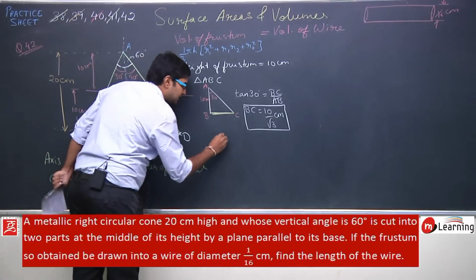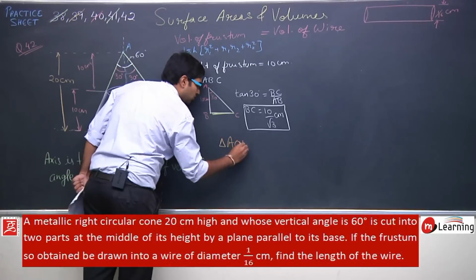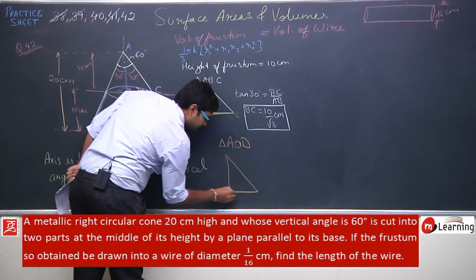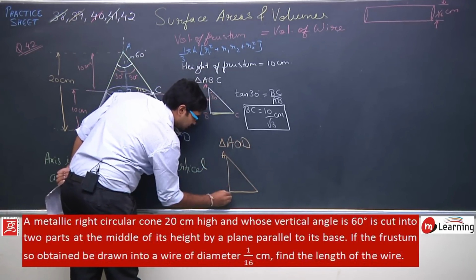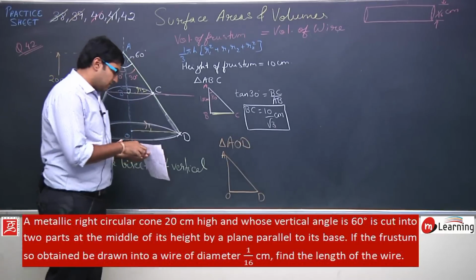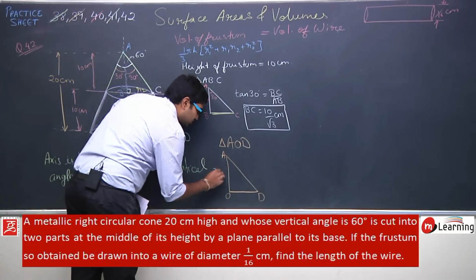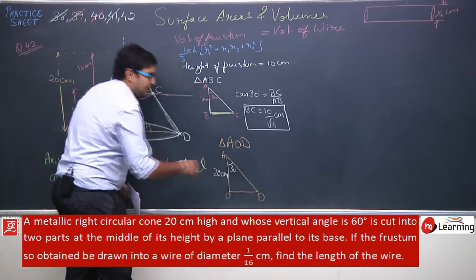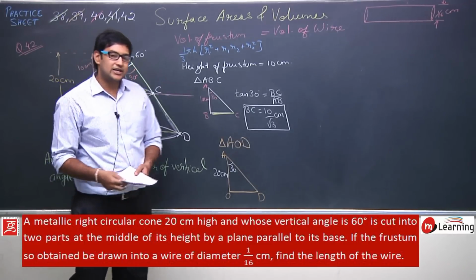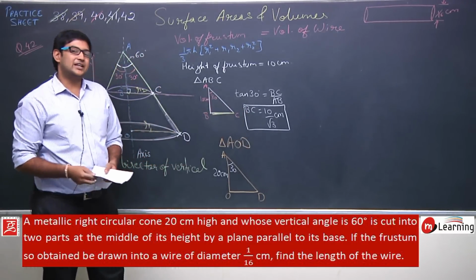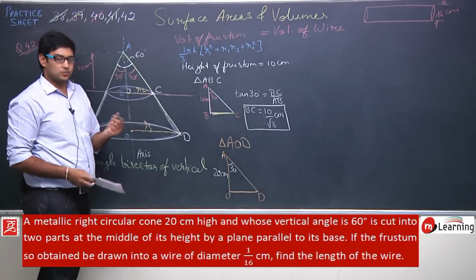Secondly, consider the triangle AOD. This is A, this is O and this is D. So in this triangle AOD, what is AO? AO is 20 centimeters. This angle is 30 degrees, given, and my task is to calculate OD, that is the radius. Here BC is 10/√3 centimeters, it is the radius R2.